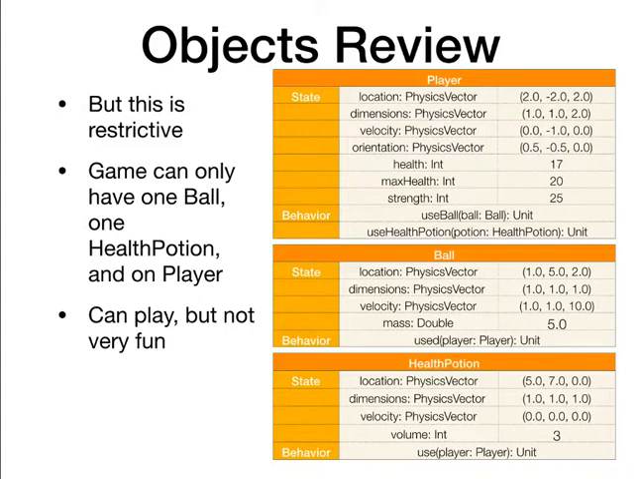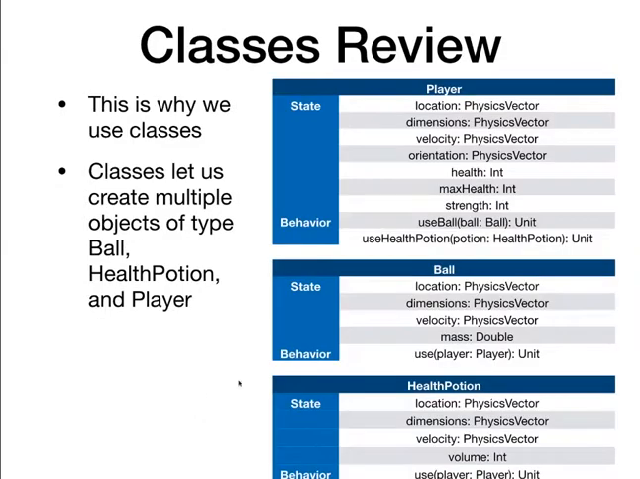Most likely we want multiple balls, multiple health potions with different locations, different velocities, maybe different dimensions, different mass, different volume. We want to have some flexibility in our game, and we want to have more objects to interact with than just one, especially if we're thinking of a multiplayer game. If we do want multiple players too, and there's only one ball and one health potion, it's not going to make for a particularly interesting game. So we can do this, but it's not great, and this is why we use classes.